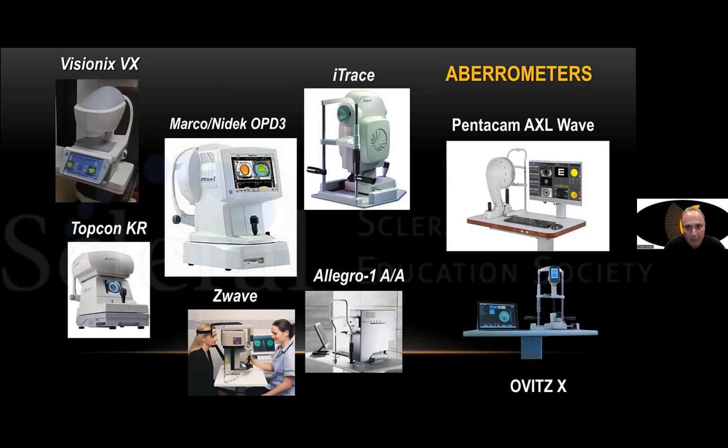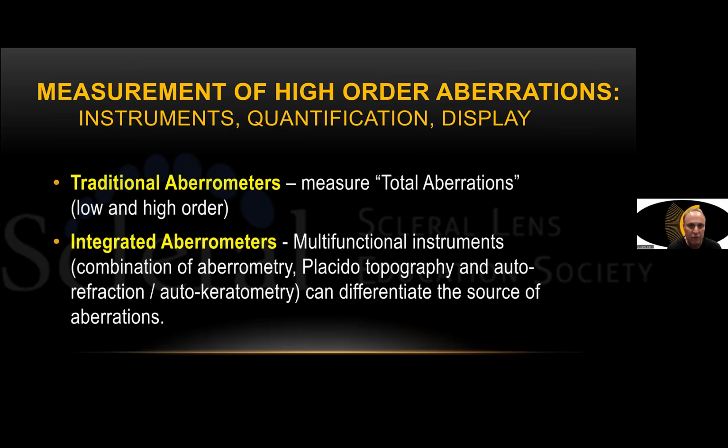Let's talk about technologies. So there are tons of aberrometers out there. Many of these in these photos we've actually utilized in our practice. And each of them have different types of functions and different advantages and disadvantages. So specifically, what I want to share with you is a concept of a traditional aberrometer versus what I've termed an integrated aberrometer. So what's a traditional aberrometer? Basically, it measures total aberrations, low order, high order, but it doesn't break it down into where the source of these aberrations are coming from.